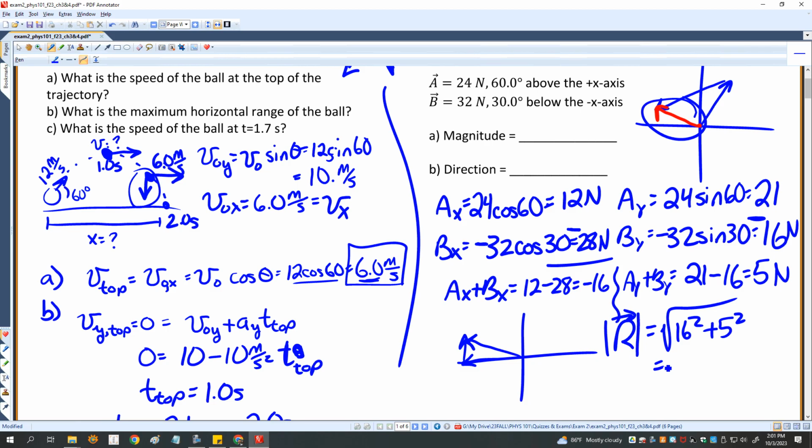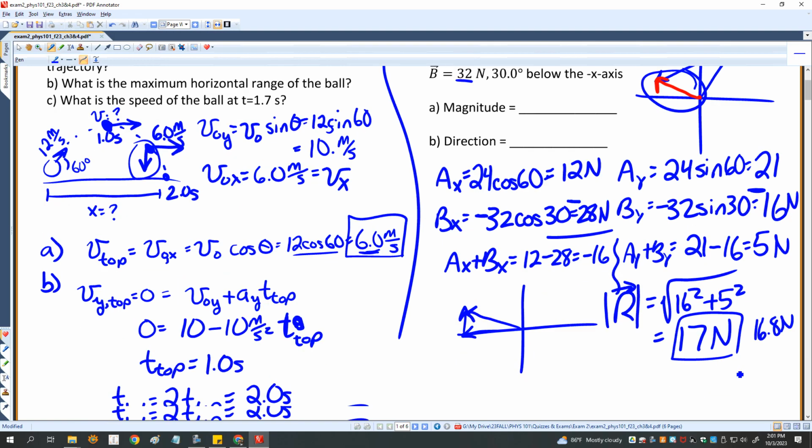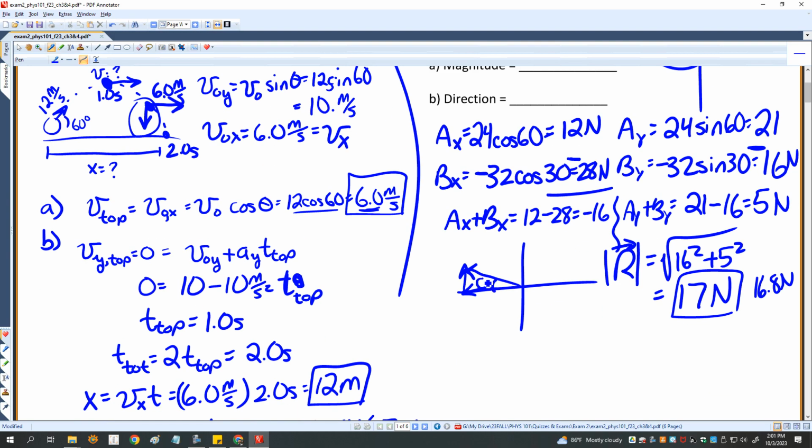I get 16 or 17 newtons, or I would have taken 16.8 newtons if you're keeping 3 sig figs, but it looks like I just had 2 sig figs up here. So 17 is really the correct answer. All right, so 17 newtons. And then if I want to know the angle, I'm going to report this angle. So phi is the inverse tan of the y over the x, that's 5 over 16. At 17 degrees. 17 newtons at 17 degrees.